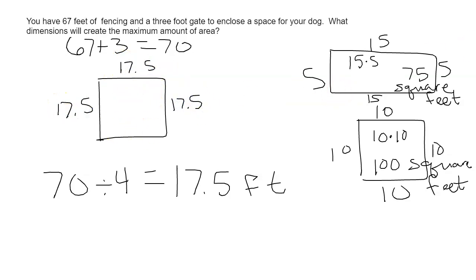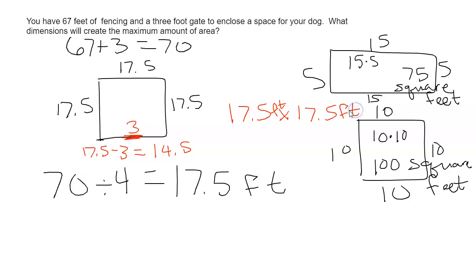Now there was the 3-foot gate. So on the last side, you have to keep in mind that wherever you want to put the gate, the fencing around it will be 3 less than that. So the gate is 3. The fencing around the gate would be the 17.5 minus 3. So on that particular side, the fencing is 14.5 feet. But for all intents and purposes, now we know that the dimensions are 17.5 by 17.5. And we could put the units as well, 17.5 feet by 17.5 feet.